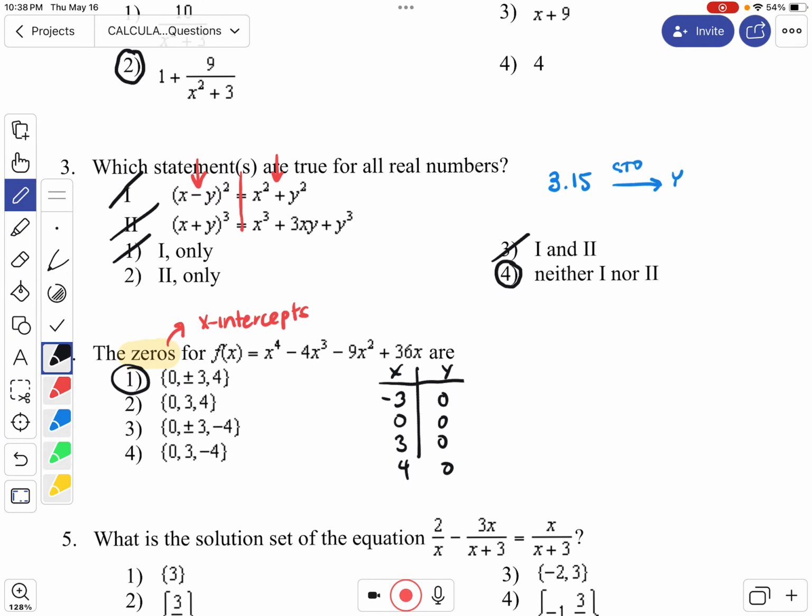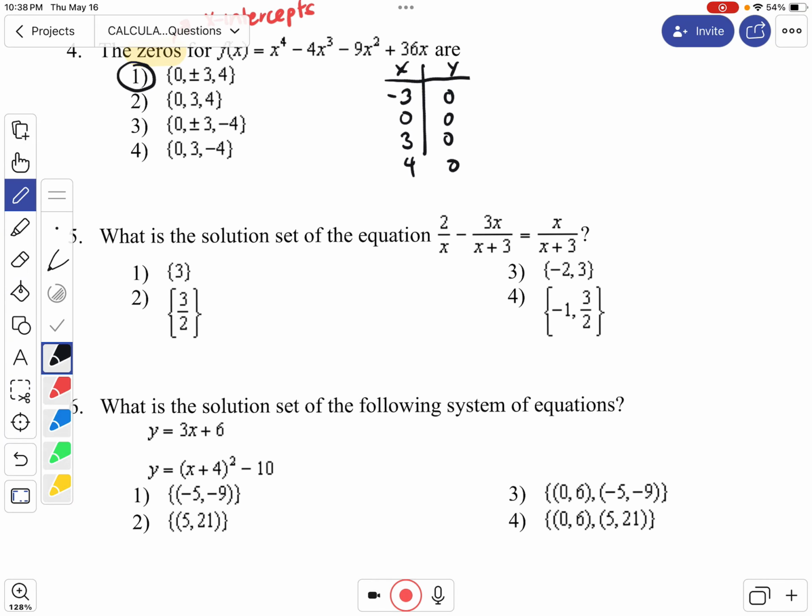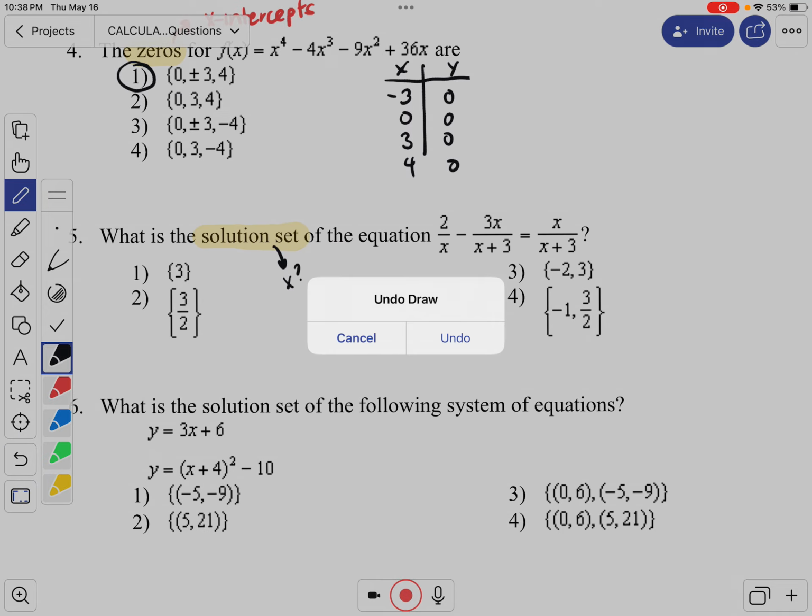Okay, moving on. What is the solution set to the equation? So this is kind of interesting because whenever they're giving us a solution set or asking us what is the solution set, they're actually saying, hey, what is x? And what you'll notice is that if it's a multiple choice question, they're giving us options for what x could be. Okay, so there's a couple different ways you could do this.